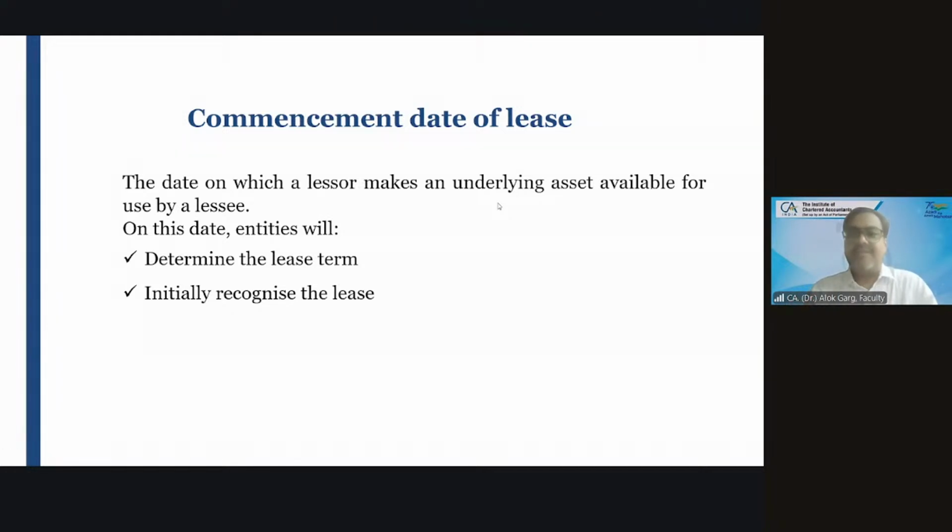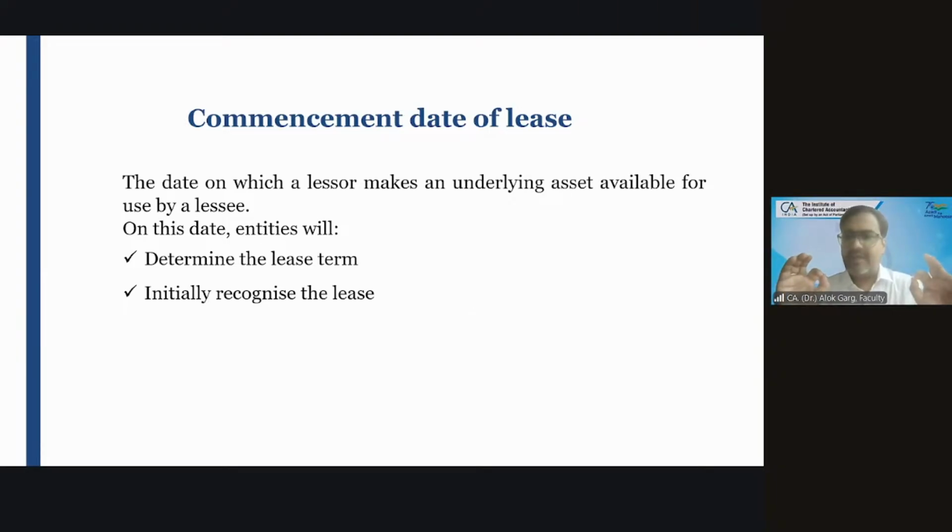Is it inception date or is it commencement date? The accounting has to happen on what date? On the commencement date. Will you be able to remember this concept?